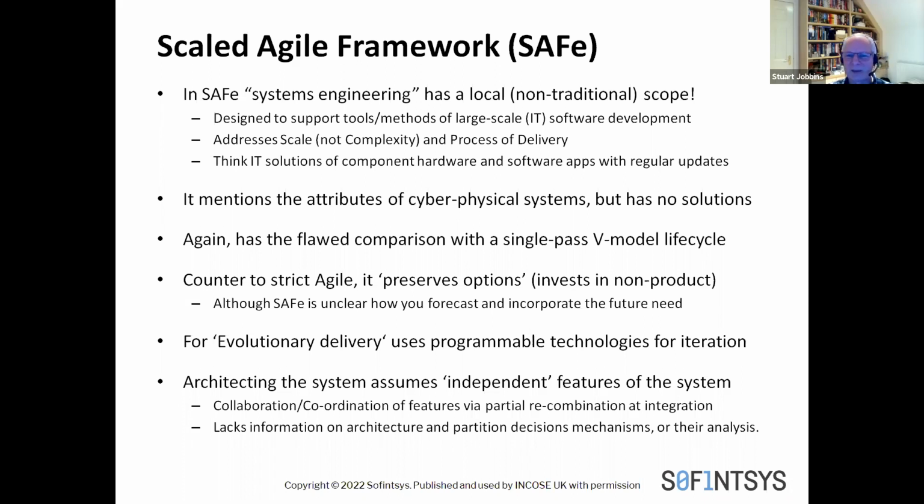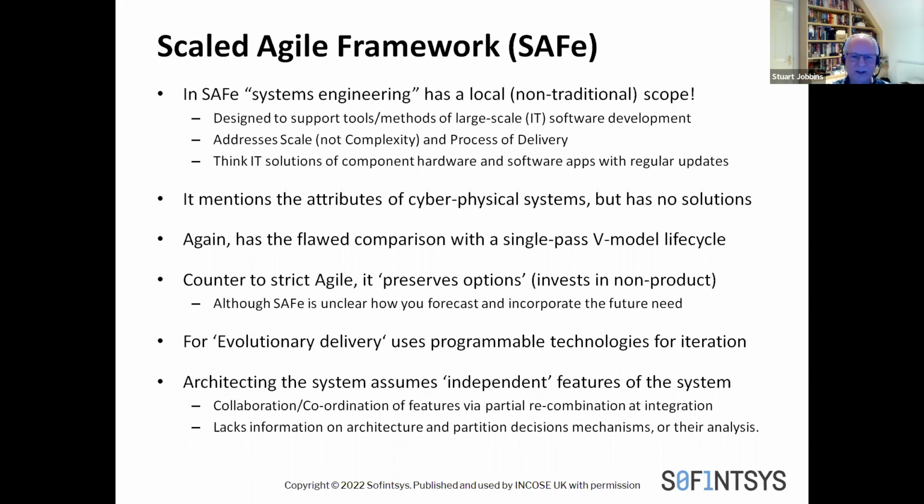It does think about what you might need to deliver for the future. So it does invest in non-product work. One of the bits that sometimes is a bit difficult for some customers, certainly in the high integrity world, is that in the Scaled Agile framework, evolutionary delivery is a bit like a Tesla car. It uses programmable technologies for iteration. It allows you to do over-the-air updates.